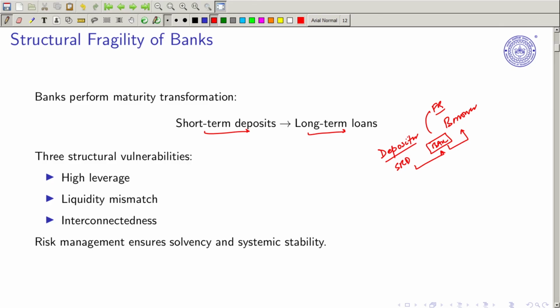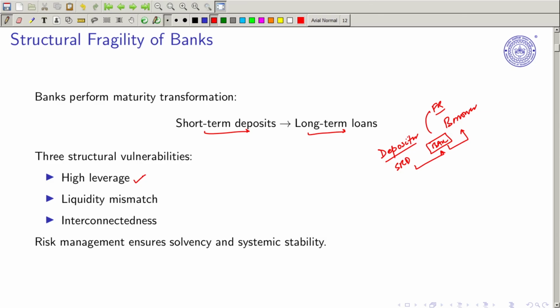So what are the vulnerabilities? If I have to define vulnerabilities, then the first is high leverage. High leverage in the sense that it may happen that the bank is having a lot of liquidity and is getting a lot of loan requests. So in excess reserves, the bank has kept a huge amount of money, but a time comes when there is a huge demand for loans, so the bank does not keep sufficient excess reserves, or you can say working capital.